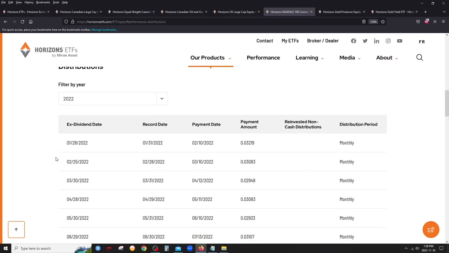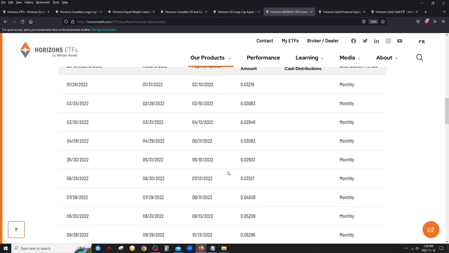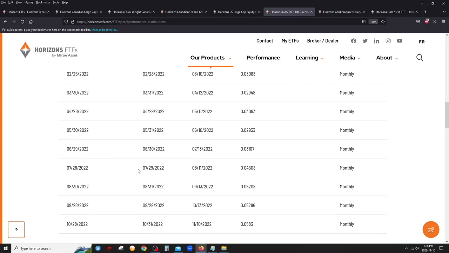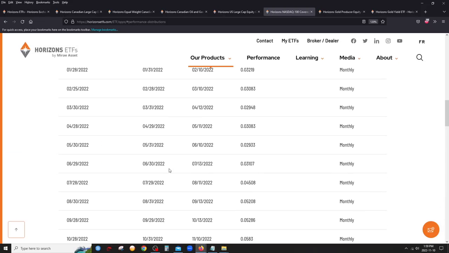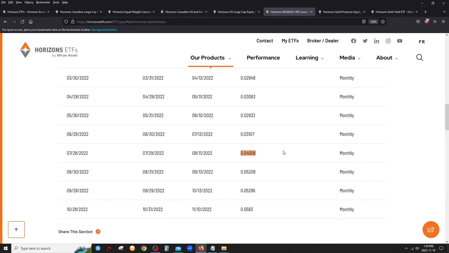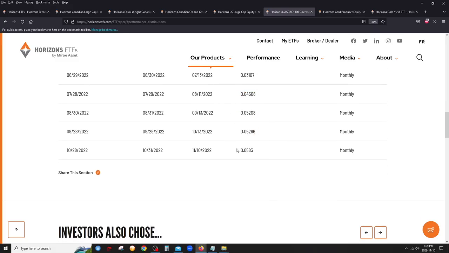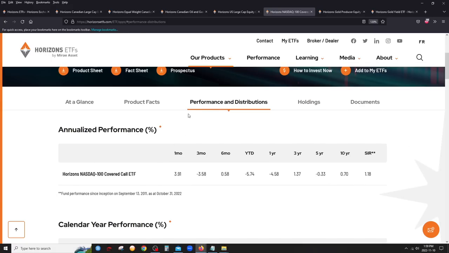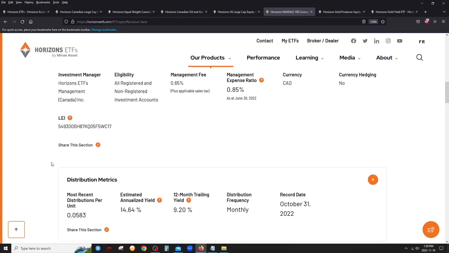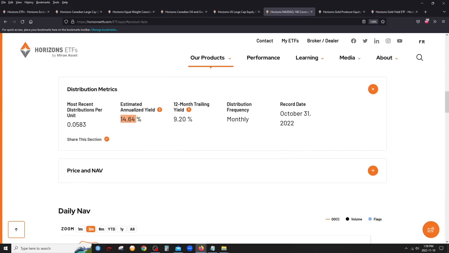And same thing with the distributions. The distributions for QQCC really started in, I would say, July. All the other ones here, all the old years, are for HEJ, which has nothing to do with QQCC now. So the first distribution you should be looking at is the July one, and you can actually see the jump, right? 3 cents to 4.5 cents. That's a huge jump. 5 cents, 5 cents, 5 cents. So really, really big distributions right now, with a monstrous yield here of 14.64%.